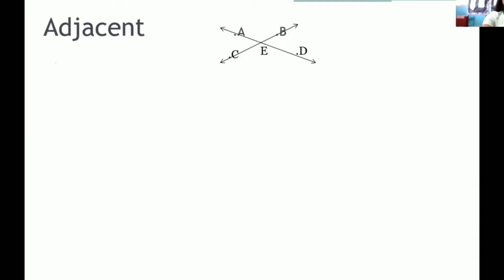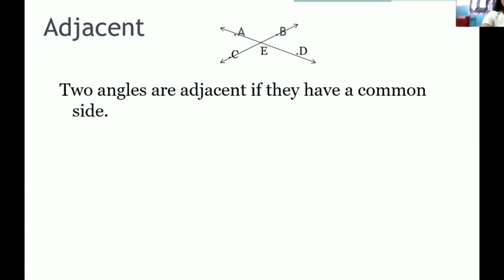So we also have adjacent angles. We are going to identify all the angle pairs formed by intersecting lines. So, first, adjacent angles. What is an adjacent angle? Two angles are adjacent if they have a common side.